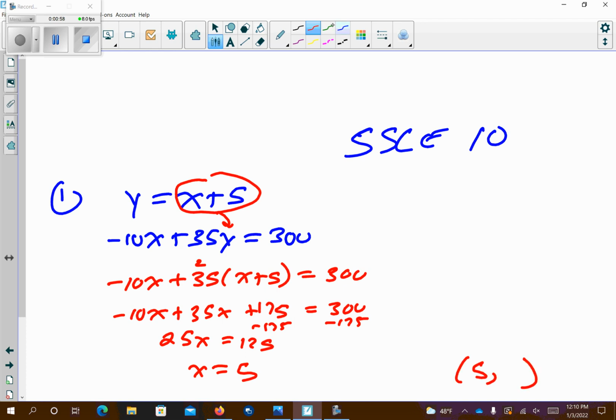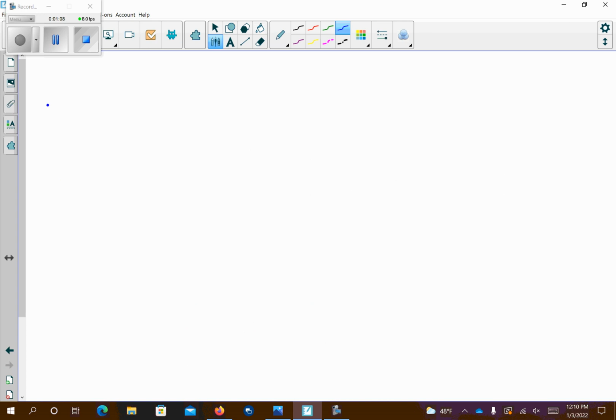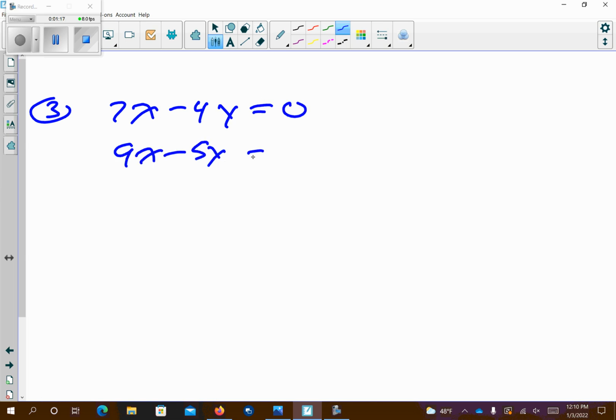Now we have to find our y values, so we're going to take that x value and plug it in right there. So y equals 5 plus 5, which is 10. So there's our solution. Problem number 3, we have 7x minus 4y equals 0, and 9x minus 5y equals 1.